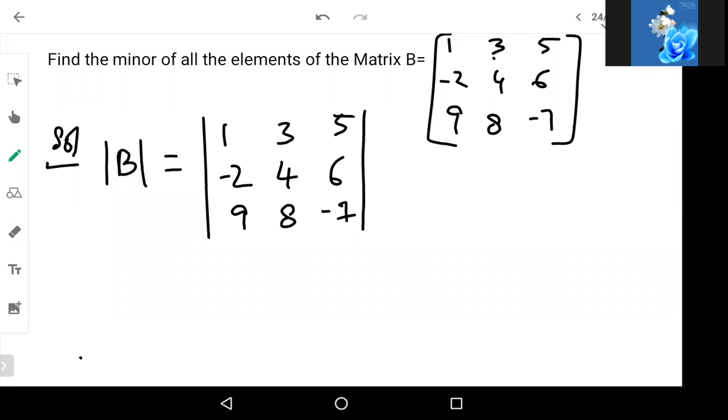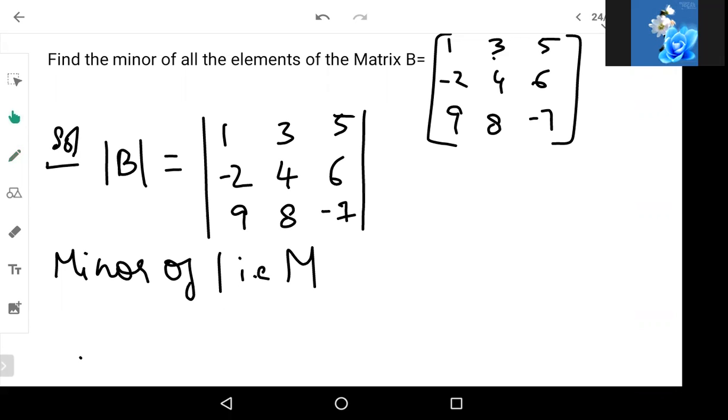Okay. Now, let us start solving for minor. Now, minor of the first element, that is 1. Now the minor of first element, how do I represent this? That is, M is minor.